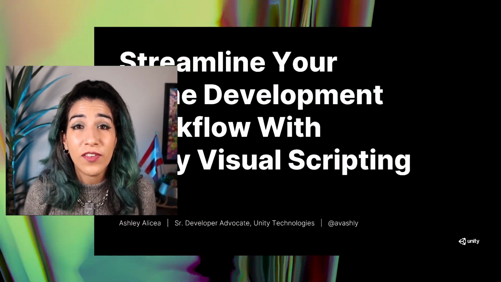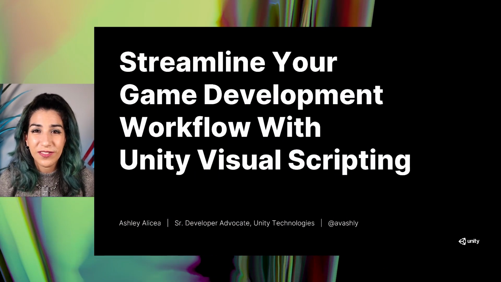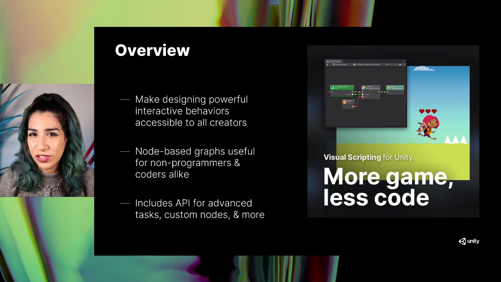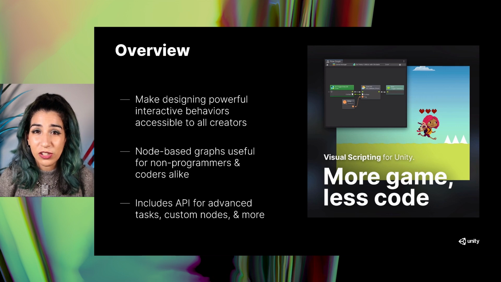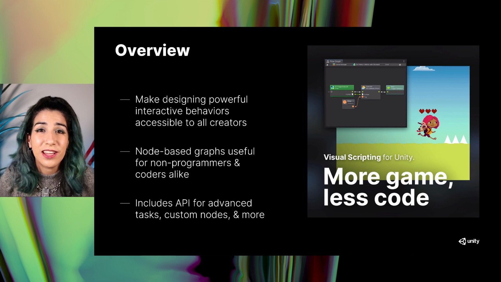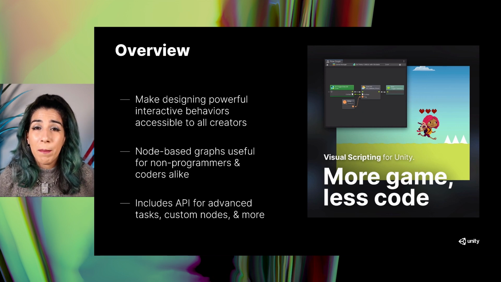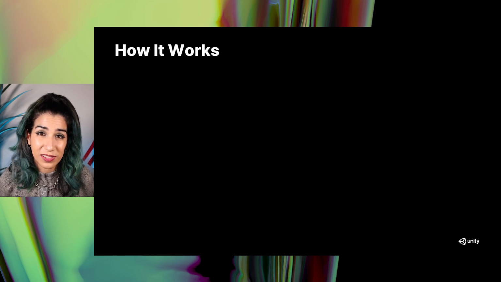And today I'm excited to share how you can streamline your game development workflows using Unity visual scripting. This feature empowers game creators of all backgrounds to create logic and interactions for their games using node-based graphs instead of traditional C# scripts. This feature is really useful for non-programmers and programmers alike, and it includes an API for advanced tasks, custom nodes, and more. But before we jump into the details, let's take a look at how it actually works.